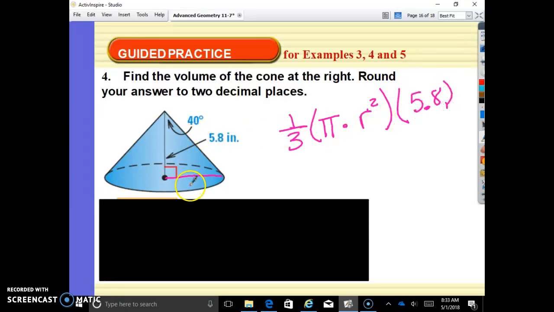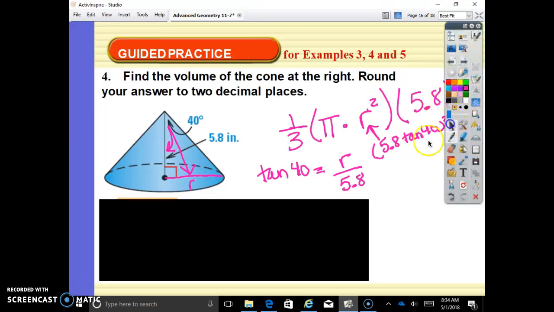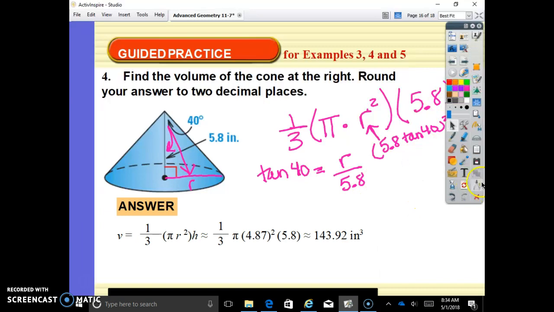What is our radius? Well, we need opposite. We have adjacent. Opposite and adjacent go with tan. Tan of 40 equals opposite over adjacent. So our r squared is going to be 5.8 tan 40 squared, right? So 40 tan times 5.8 equals squared times pi equals times 5.8 equals divided by 3 equals, and I got 143.86. 143.86. All right, they're prematurely rounding. You shouldn't do that.